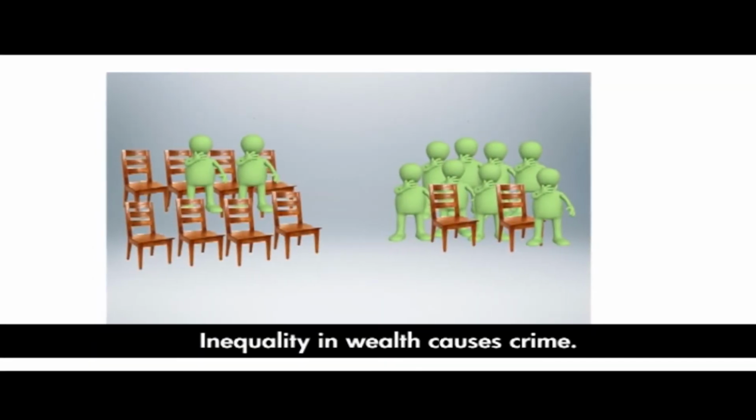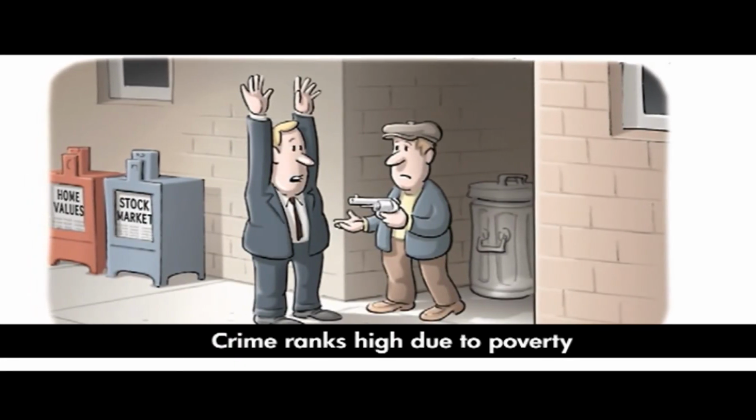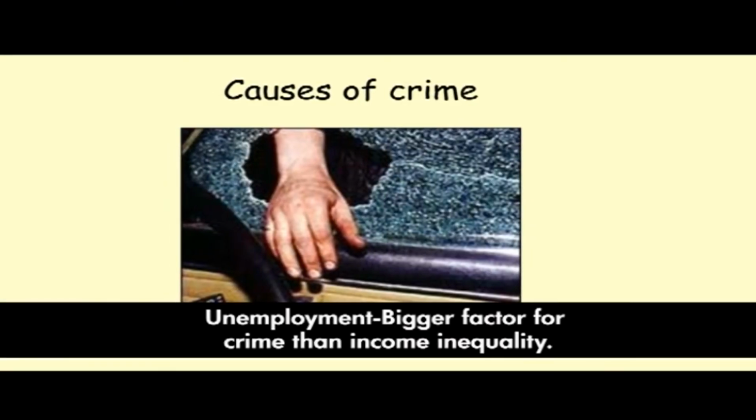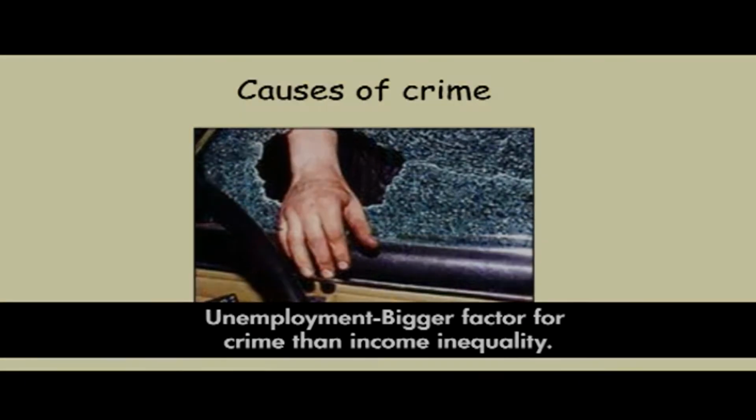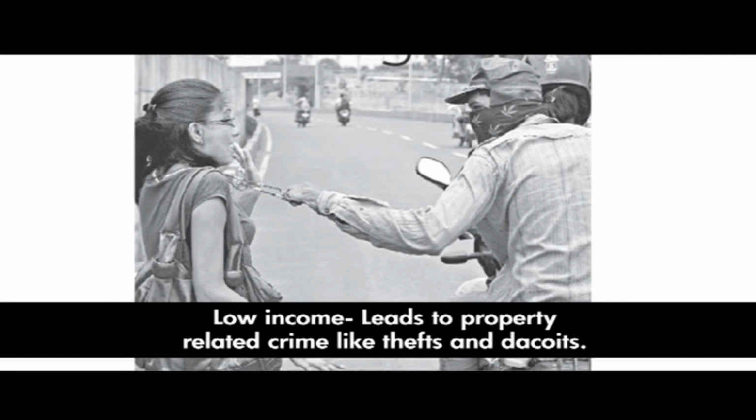Poverty leads to an increase in crime and unemployment. Inequality in wealth causes crime. Some people have high incomes and some people have low. Crime ranks high due to poverty. Impoverished neighborhoods or entire cities show the same problems, with uneducated adults and kids nurturing more unemployment and crime, leading to chronic, long-lasting poverty. Unemployment is a bigger factor for crime than income inequality. Low income is another cause for property-related crimes like thefts and dacoities.